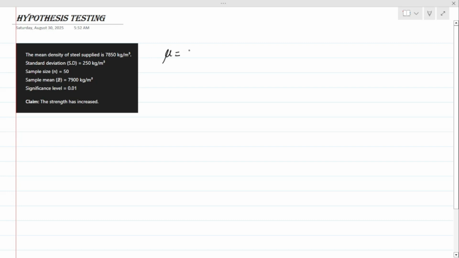So at first, we are given the mean density of the steel supplied, which is often represented by the letter mu, as 7850. Then you are given the standard deviation of the population, sigma, as 250 kg per meter cube. This is the data of the population.